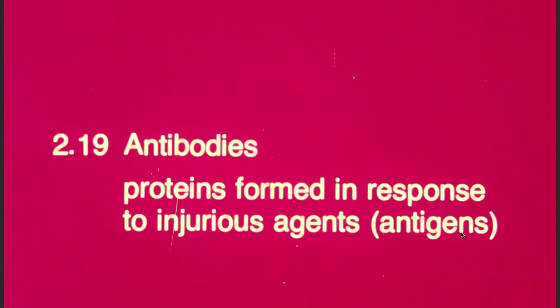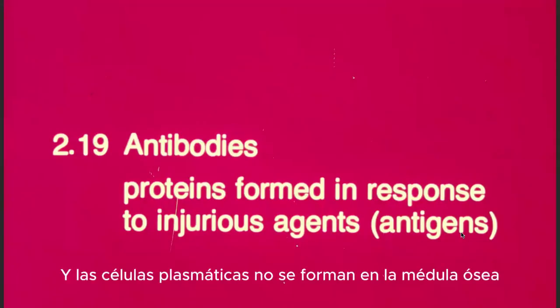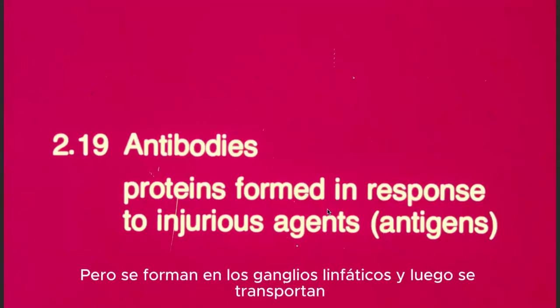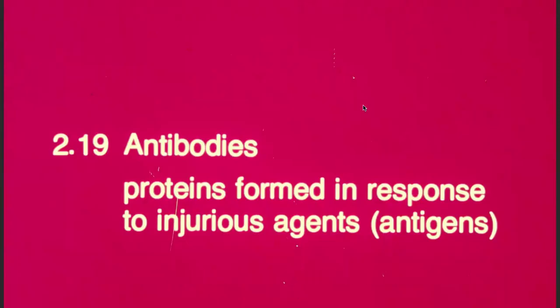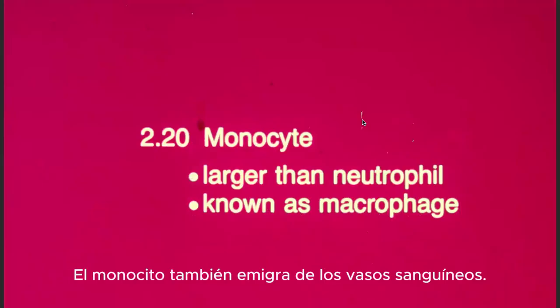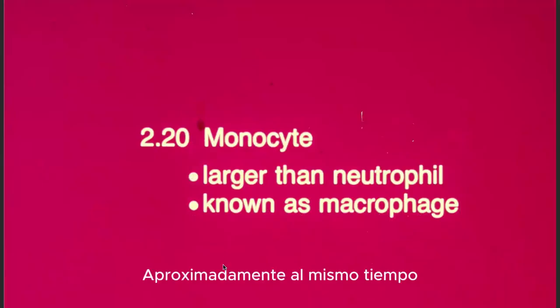Remember that the lymphocyte and the plasma cell are not formed in the bone marrow, but are formed in the lymph nodes and then carried to the area of injury by the bloodstream. The monocyte also immigrates from the blood vessels at about the same time and travels to the area of injury for the purpose of phagocytosis.